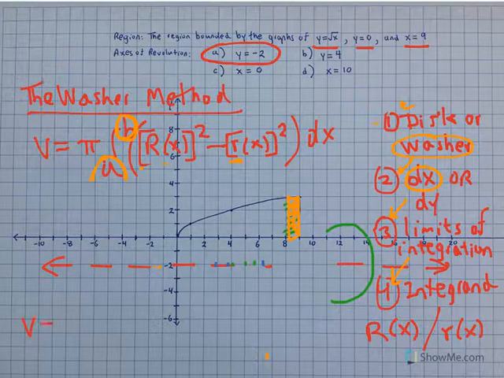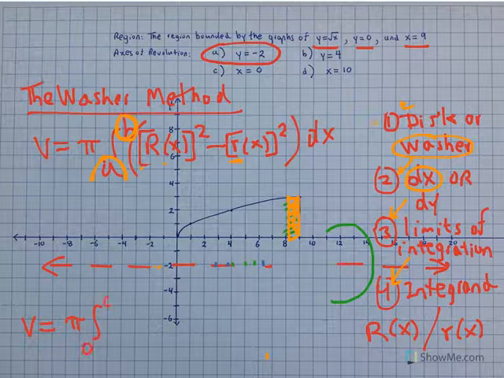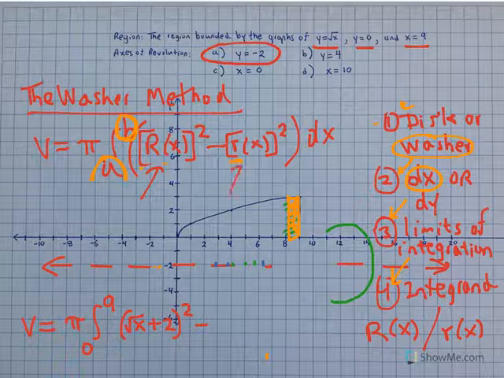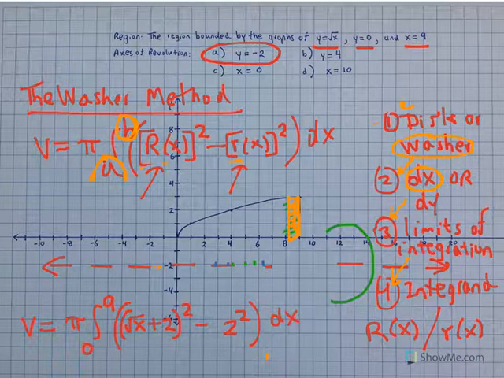We have the washer method, and we're going to integrate with respect to x. The limits of integration are from 0 to 9. So we write pi times the definite integral from 0 to 9. And now I know uppercase R of x is square root of x plus 2. I need to square that, and I need to subtract from that lowercase r of x, which I know is 2. I need to square that, so I have this and integration with respect to x.